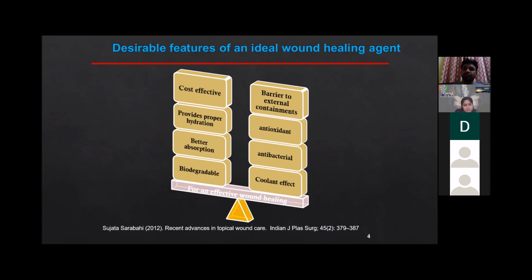So what we desired in a formulation are the features of an ideal wound healing agent. It should be cost effective, act as a barrier to external contaminants, and provide proper hydration, because hydration itself gives a lot of angiogenesis in the area of wounds. It should act as an antioxidant, with better absorption and antibacterial property, biodegradable, and a coolant effect. These are all the characteristic features which we designed into one formulation for diabetic wounds.